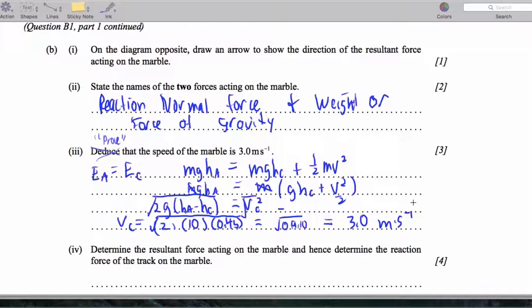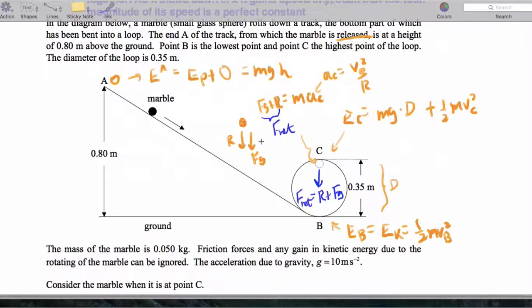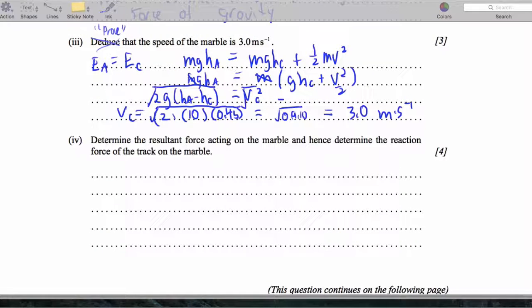Awesome. Now it says determine the resultant force acting on the marble and hence determine the reaction force of the track on the marble. Oh my gosh. This thing right here. I swear I wasn't making this up. Here's the thing with these questions. There's not a lot of physics we can ask you, so I really recommend this. Go through and write down all the facts that you can before you even read the problem. So here we go. Let's do it.